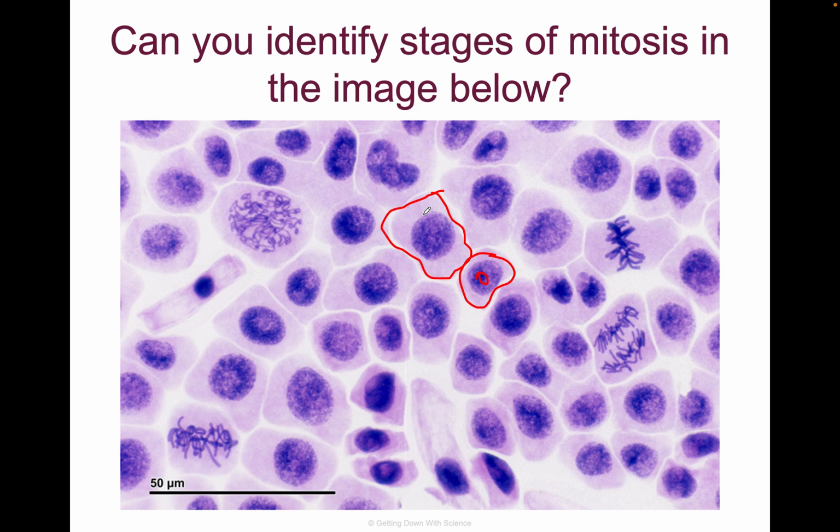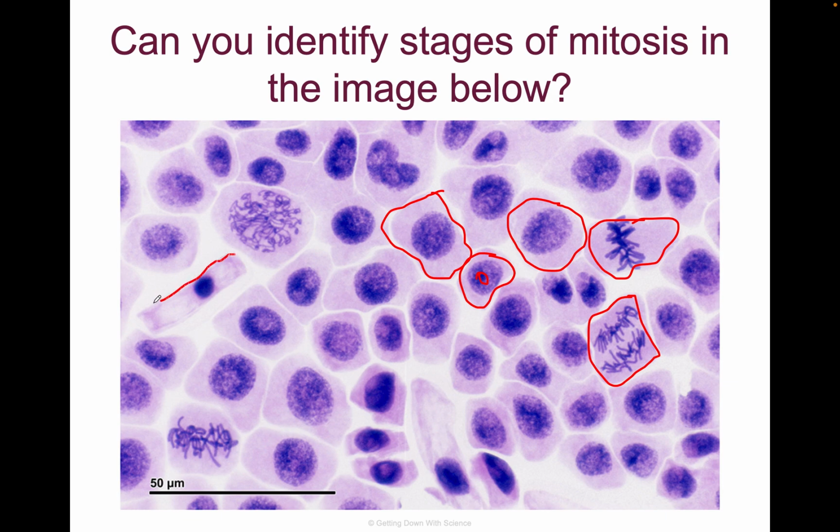Then we have prometaphase, which is probably a little bit like this. It looks similar to prophase. The nuclear envelope is breaking down, and some of those, you can see, are a little bit bigger. Metaphase, super easy to recognize. Anaphase, again, super easy to recognize. Telophase and cytokinesis are a little bit tougher.